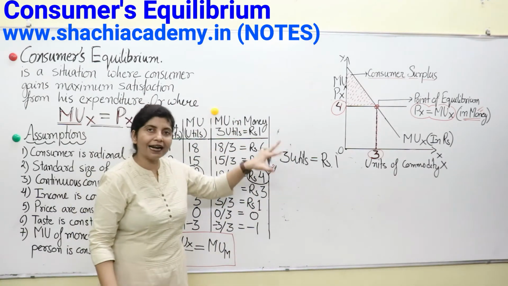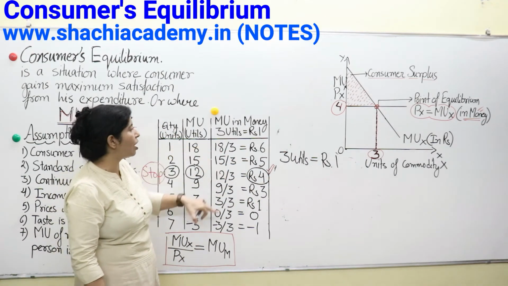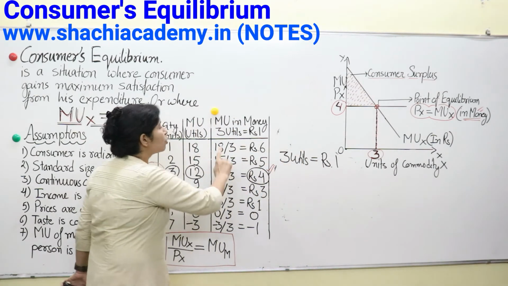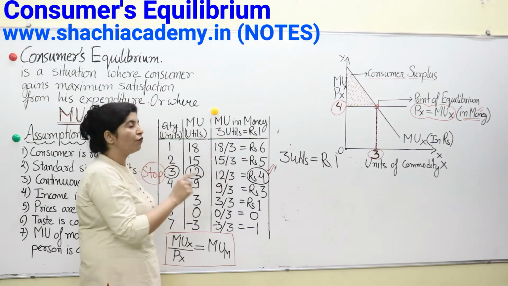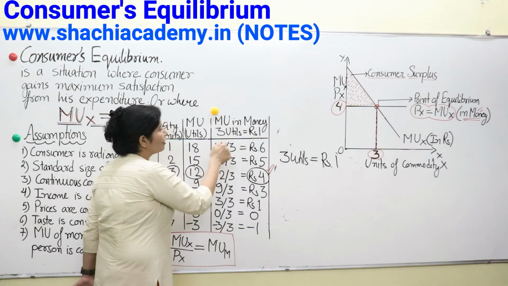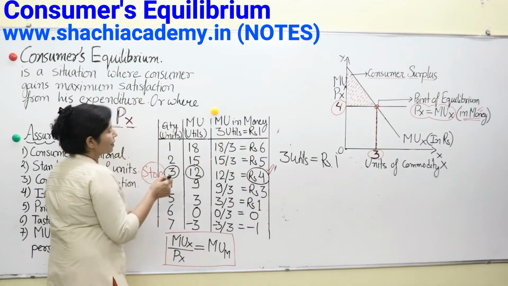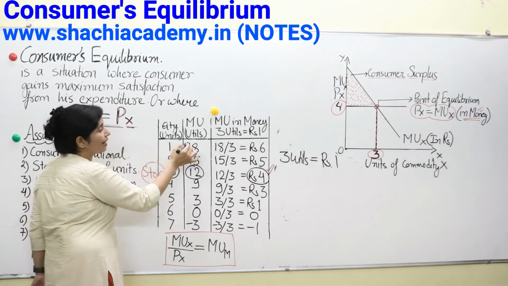So, based on that criteria, we will divide these utils by 3 because 1 rupee is equal to 3 utils. That means to convert these utils into money, what we need to do? We will have to divide these utils by 3, and we will get the unit of money. Here, from the first unit, we are getting 18 utils.